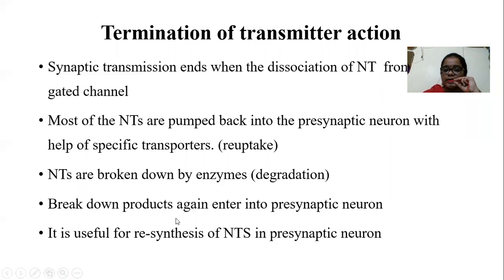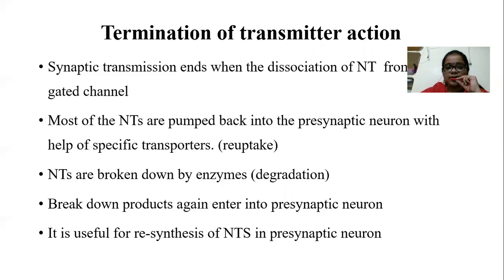Next, the breakdown products. In the degradation process we get some breakdown products. Then those breakdown products enter into the presynaptic neuron. What is the purpose of entering the presynaptic neuron? These breakdown products are required for the resynthesis of fresh neurotransmitters in the presynaptic neuron. So this is the last step, termination of transmitter action.